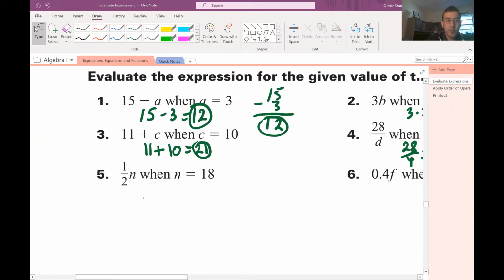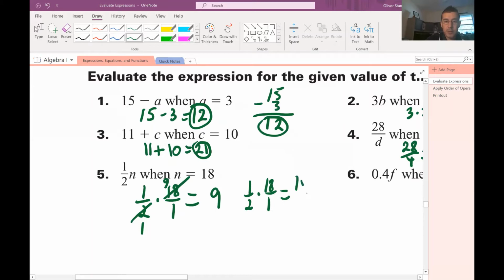Number 5 is 1/2 times n, and n is 18, or 18 over 1, right? It's the same thing. And then you can cancel out 2 and 18 by 2. So this becomes 1, this becomes 9. Another way to do it is 1/2 times 18 over 1. So 1 times 18 is 18. 2 times 1 is 2. 18 divided by 2 is 9. Okay, so 9 is the solution for 5.